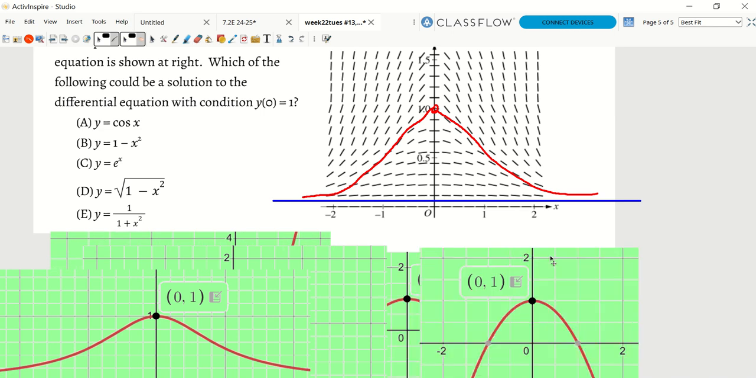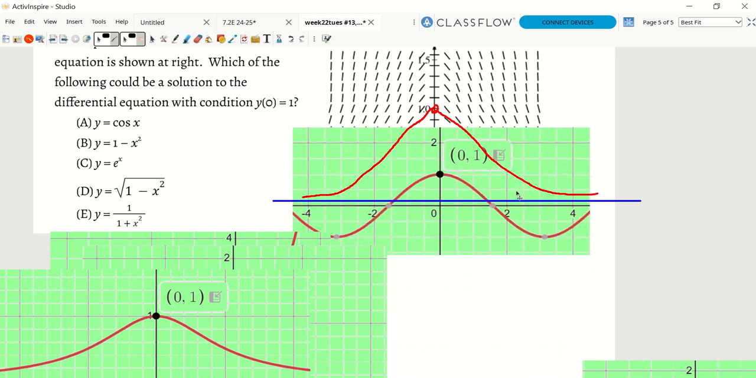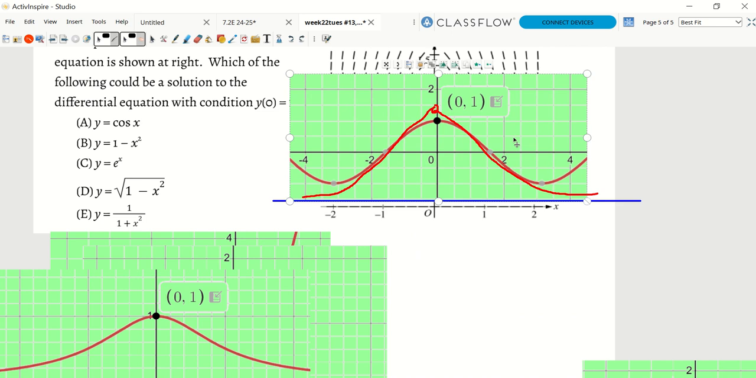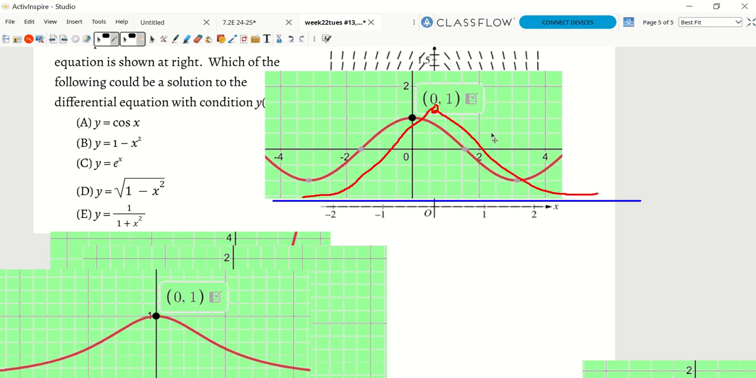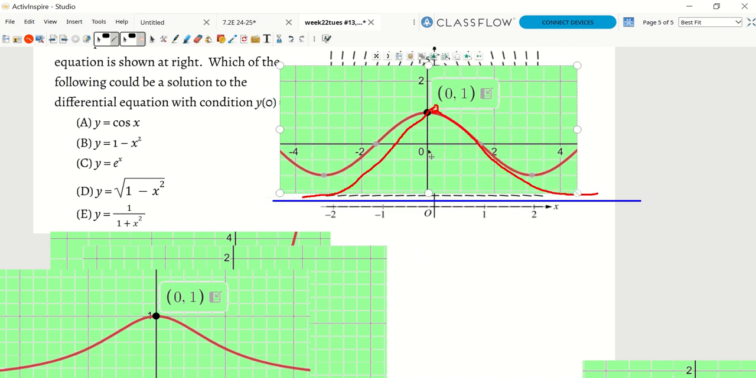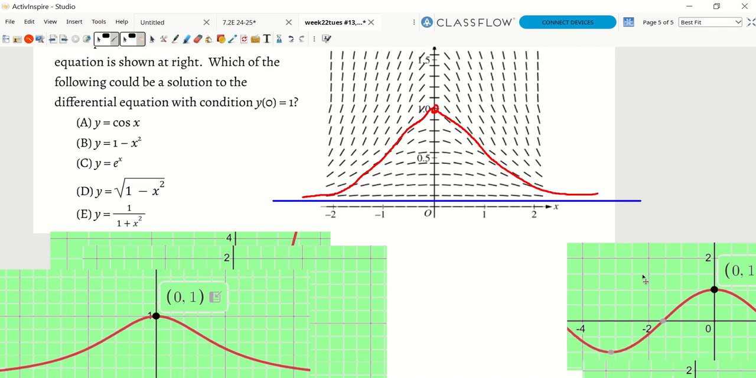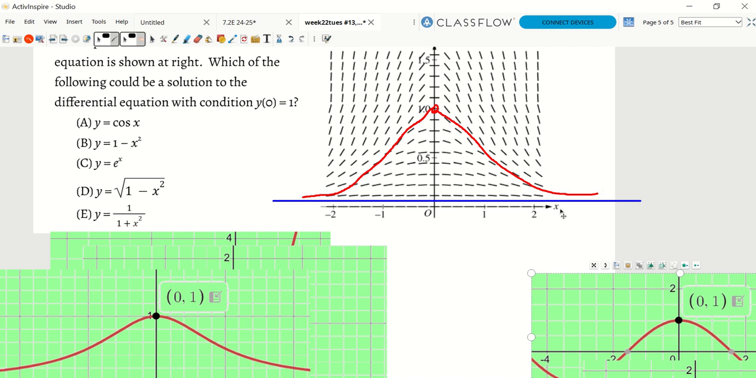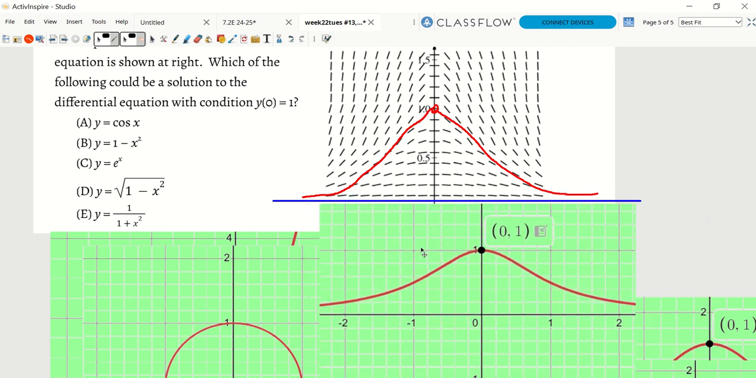The one it closely matches is, so it looks like it might be cosine, but then cosine bounces back up, because it's a wave, and this looks like an asymptote. It bounces and crosses the x-axis. This looks like there's an asymptote above the x-axis, and the one that most closely matches is E, which is that graph.